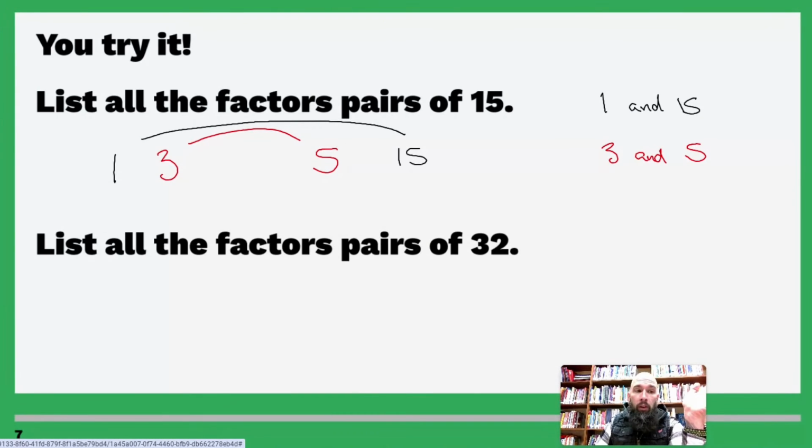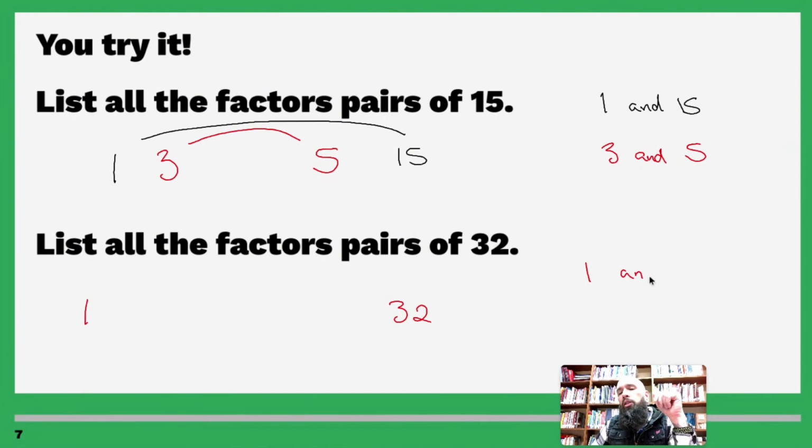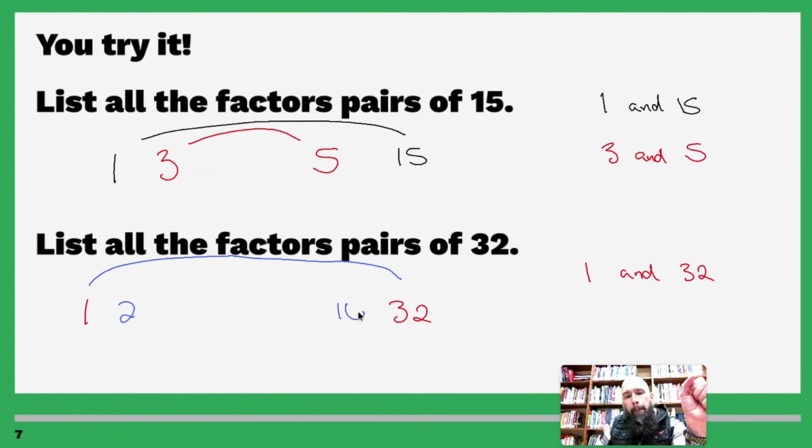Now 32 is going to have a few more. So we do 1, which means automatically 32 is the other one. So 1 and 32 are a factor pair. Okay, let's do 2. Oh, you know what, I forgot to do my little line. Oh no, it's different colors. You know what, I'm keeping it. I like it. 2 is going to be 16. So 2 and 16 are a factor pair.